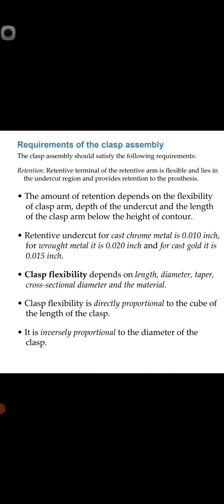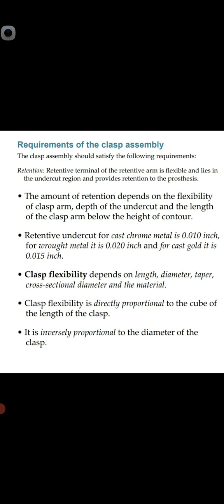Number 1, the clasp assembly should satisfy the following requirements. Number 1 is the retention. The first requirement of the clasp assembly is retention. The retentive terminal of the retentive arm is flexible and lies in the undercut region and provides retention to the prosthesis. It means the clasp assembly provides retention with the help of the retentive terminal, which always lies below the height of contour, and in the undercut region it provides retention to the prosthesis.